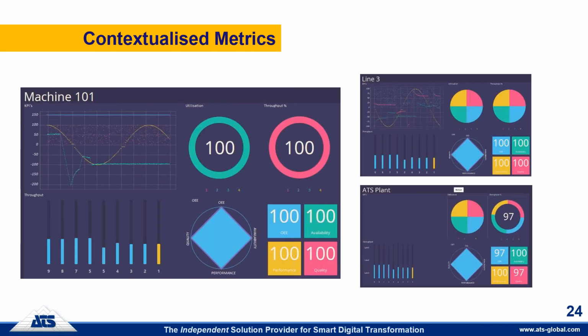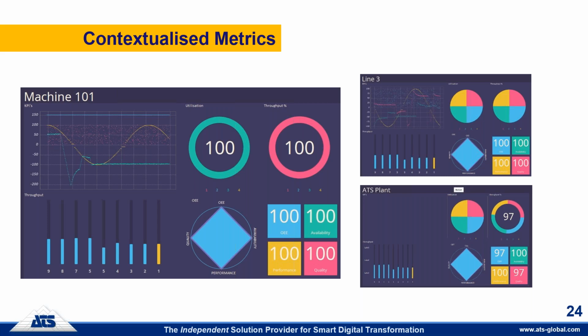We've got these contextualized metrics as the middle section of those three screens. We've got KPIs, key KPIs that have been identified and trended over the last shift's period. Depending on your machines, these would be different things. You might have things like spindle vibration, oil pressure, current, things like that.